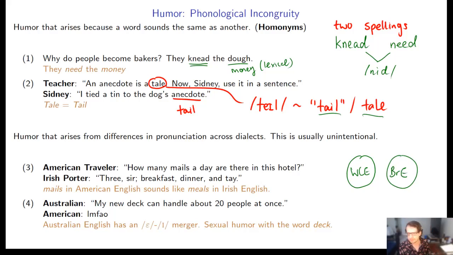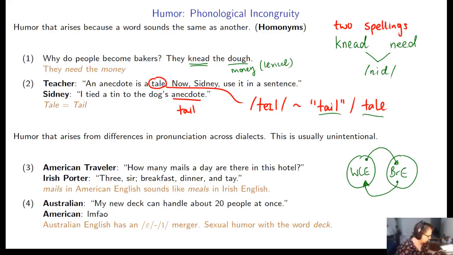Within these bubbles, we understand each other. It's not until we have a Western Canadian English speaker listening to British English, or a British English speaker listening to Western Canadian English, that they would even notice or even find a joke in how we speak, or even find some humor. Because it takes one person going into a different community where things are pronounced differently in order to interpret something differently. So I'll show you these two jokes.